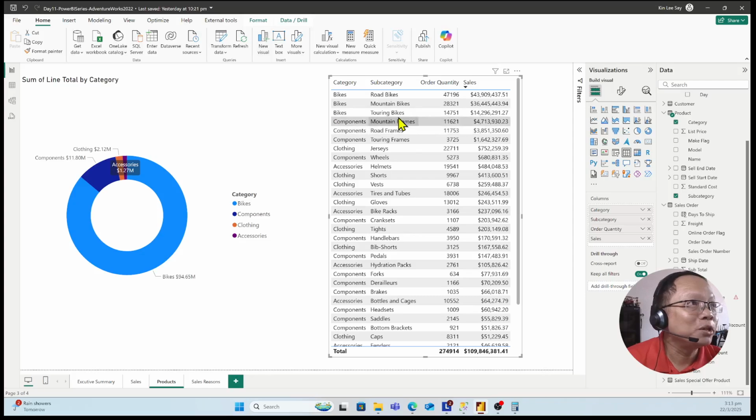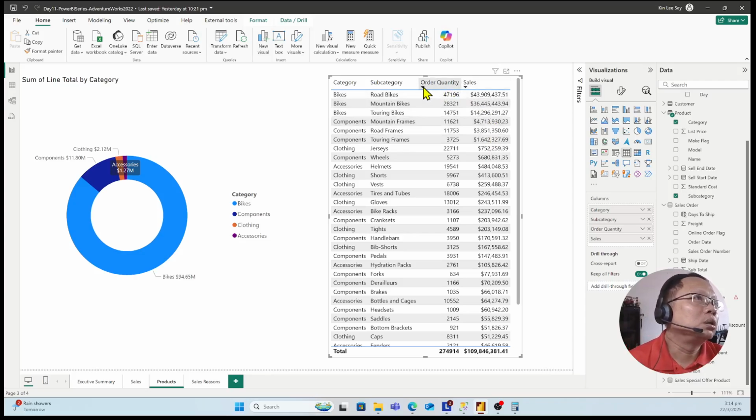Then bikes and touring bikes, 14 million. So all the bikes are in the top three: road bikes, mountain bikes, and touring bikes. The next best selling category is the components. So bikes first and components second. On the component side, you have mountain frames, road frames, and touring frames, all the bike frames. These are based on the value of sales.